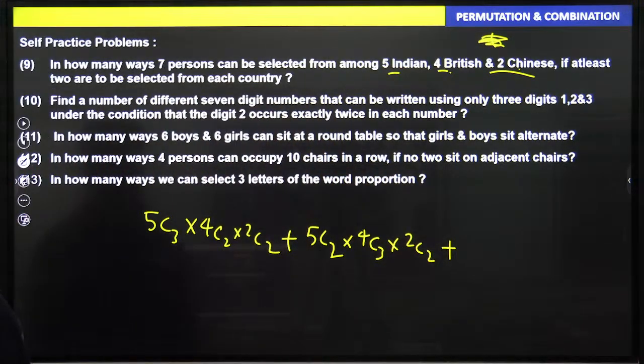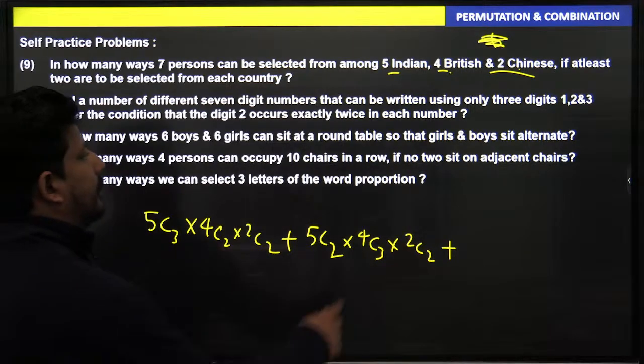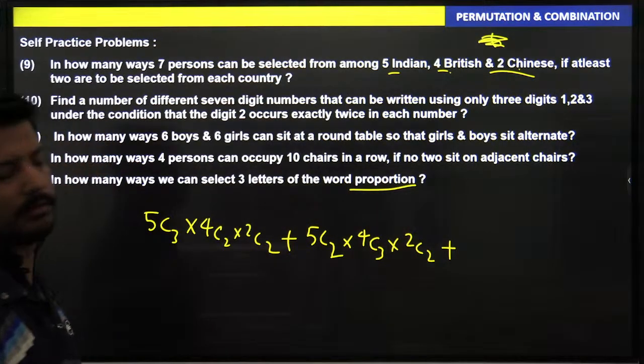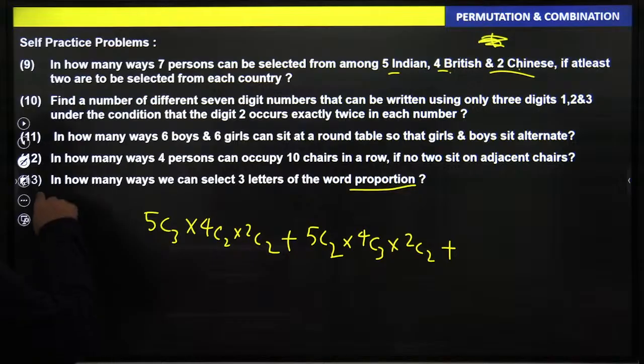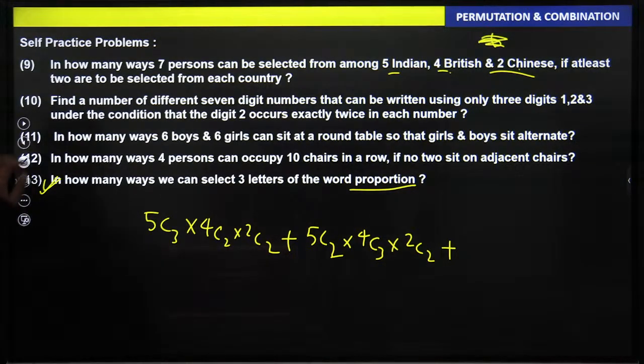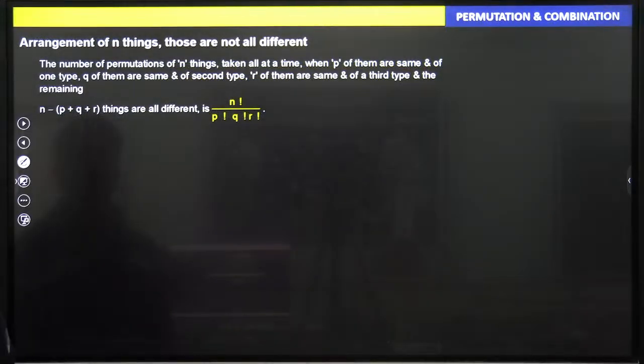In how many ways can 4 persons occupy 10 chairs in a row if no 2 sit on adjacent chairs? In how many ways can we select 3 letters of the word proportion? So like the previous one, you can select this. Okay now, this problem you need to solve. Hope you are getting my points, guys.